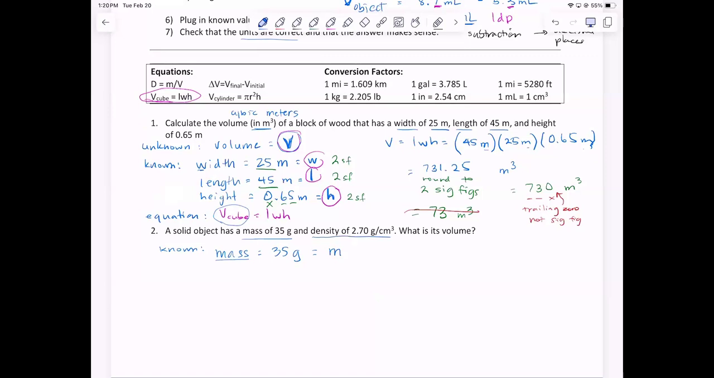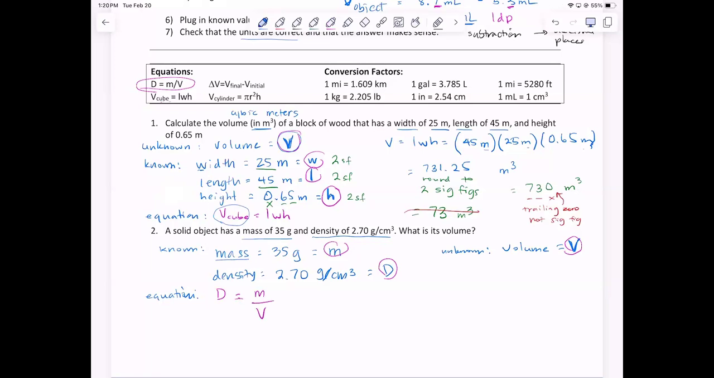There's density, which is 2.70 grams per centimeter cubed. And this is uppercase D. And the unknown, what we're trying to solve for, is volume. And the word volume is not as useful as the symbol for volume, which is uppercase V. So finding an equation that has the m, the D, and the V is looking like this one. This is density equals mass over volume.